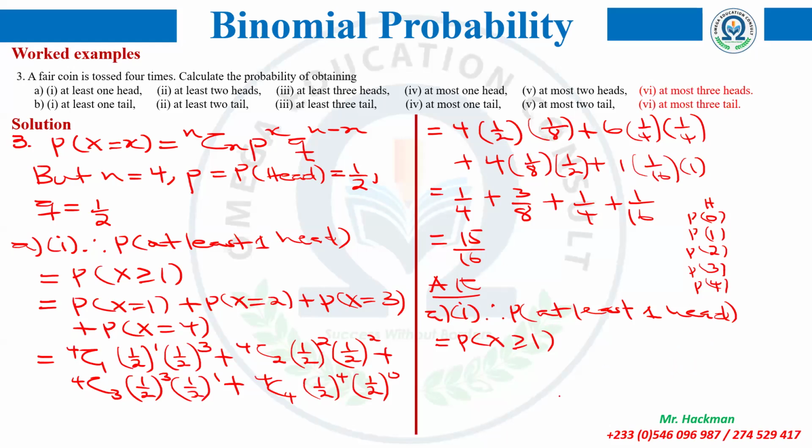So it means P of 0 plus P of 1 plus P of 2 plus P of 3 plus P of 4, in this case where x is equal to 4, should be equal to 1. Remember we said if we are looking at P at least 1, then we are looking at from here to here. At least 1 will be P1, P2, P3, up to P4.